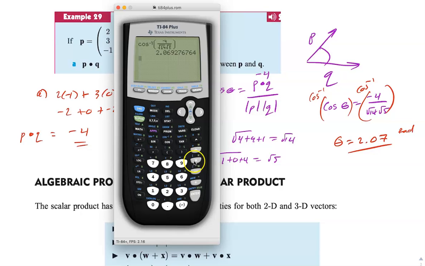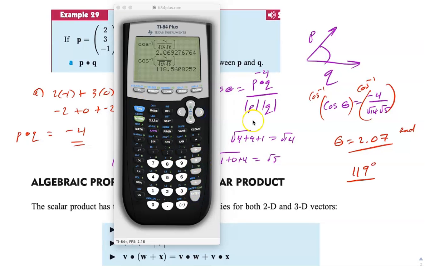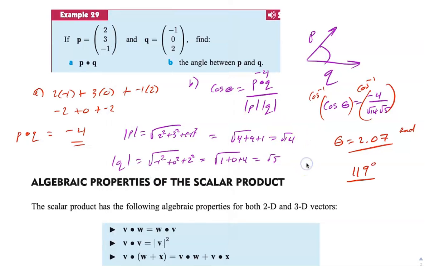I prefer degrees because I don't really know what 2 radians is. Well, I have some idea, but it's not as easy as it is with degrees, where it's automatic. So I'll put in degrees so you can see. So that is the angle between vectors.